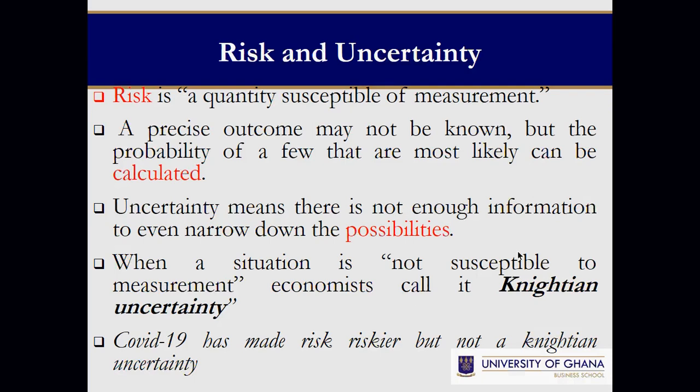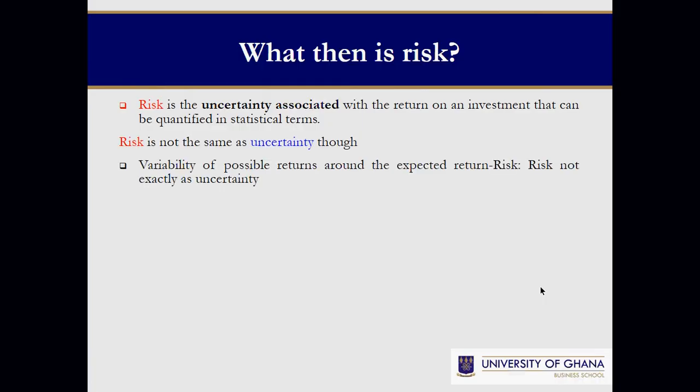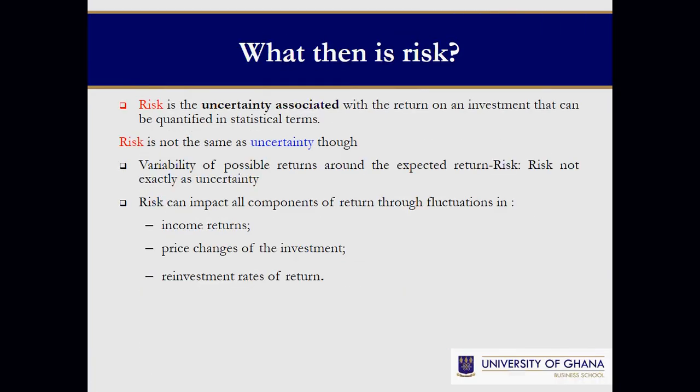When a situation is not susceptible to measurement, economists call it Knightian uncertainty. COVID-19 has made risk riskier, but not a Knightian uncertainty. What then is risk? Risk is the uncertainty associated with the return on an investment that can be quantified in statistical terms. So meaning that for risk in finance, for example, we can measure them. Some people say we cannot measure risk, but some too are saying we can measure them. Right. So risk is not the same as uncertainty though.